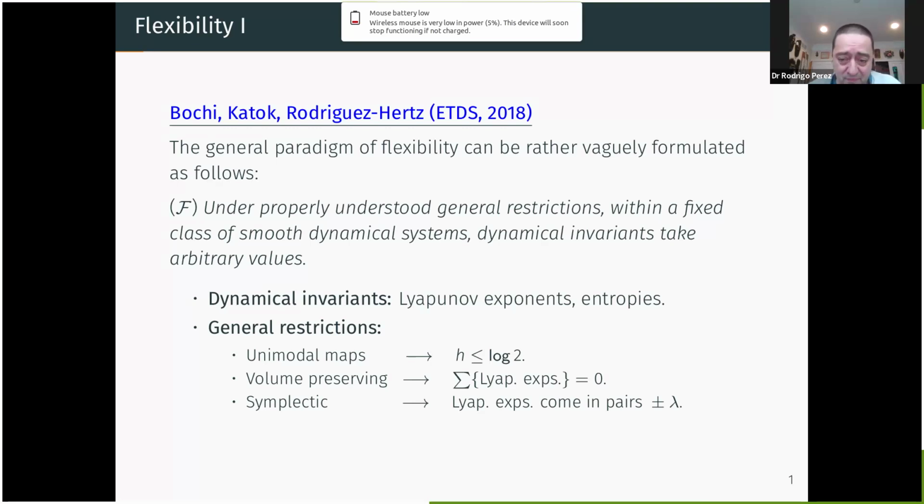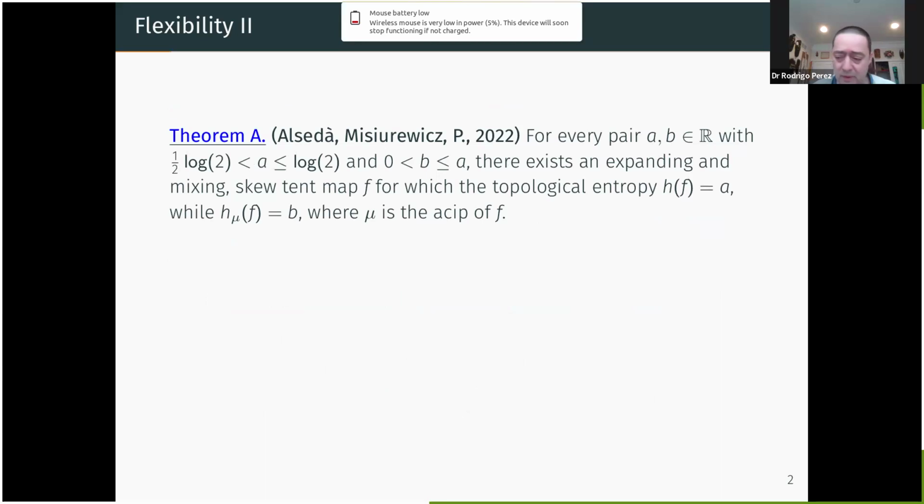And of course, if you do not have complete variability, that always means that you have a general restriction that you have not considered. So it's just a vague notion. And the point of this work is to present a baby situation where this is actually the case. So we're going to work with expanding skew tent maps. And we have two results.